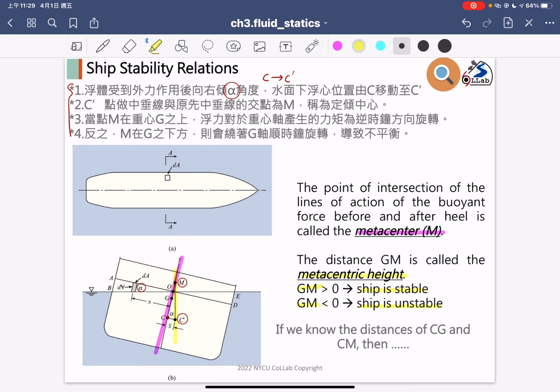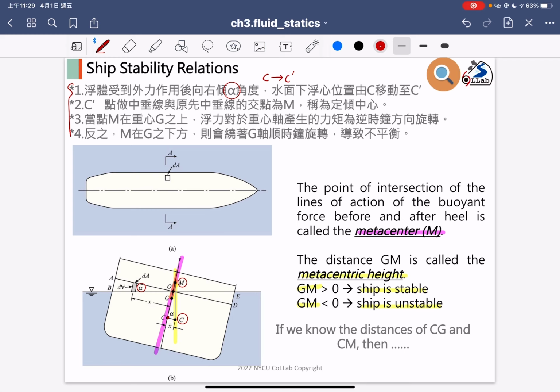So that means how can we compute the distance between the G and M? It's the distance along this direction, GM. Okay? So this is the idea: if I tell you the GM distance is less than 0, that means the body is unstable. Okay? So the purpose, we need to compute the distance between the G and M points.